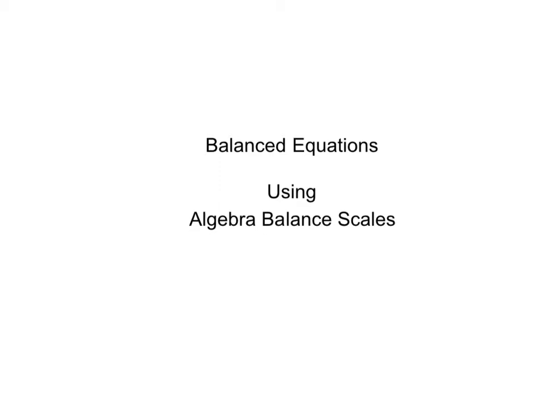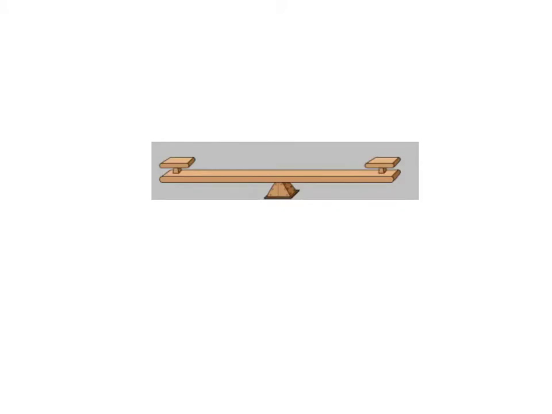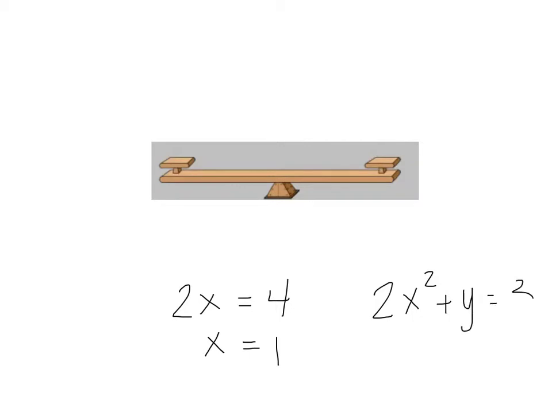Okay, this video is to talk about how equations are balanced and how we can balance equations using something called an algebra scale. So let's take a look at what some of these scales look like. Just any scale can be used as a model. An equation in algebra is something with an equal sign. It could be anything like 2x equals 4, it could be x equals 1, it could be 2x squared plus y equals 3. Anything with an equal sign is considered an equation.